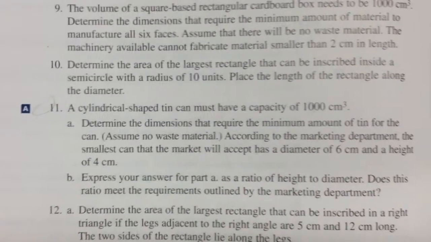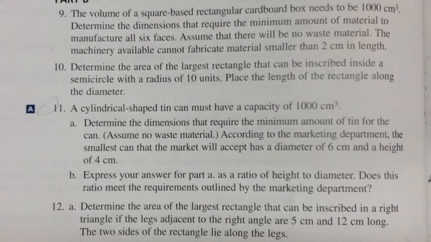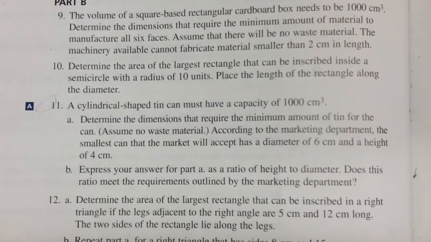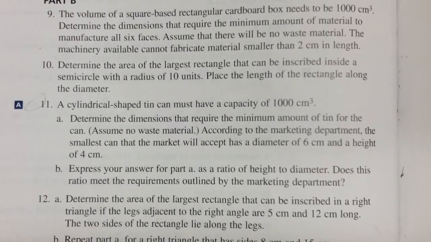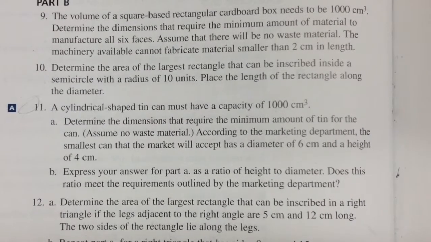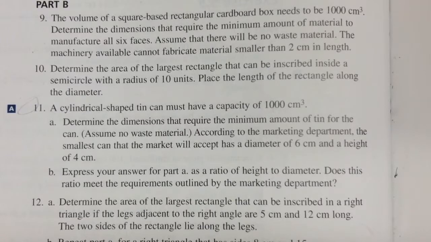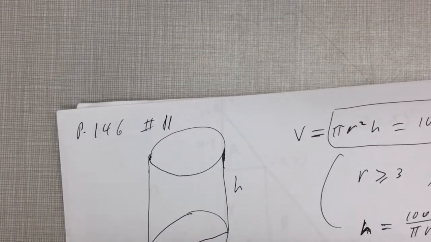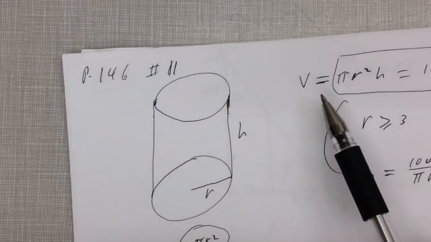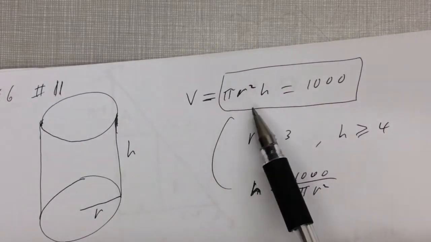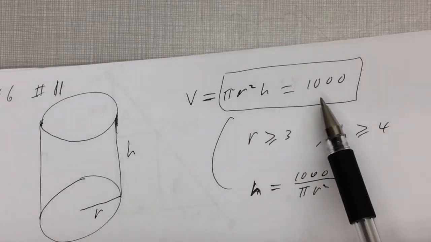Okay, so you've got a cylinder with a certain capacity. That's going to be the constraint because it's given. So determine the dimensions that require a minimum amount of tin for the can. Okay, so the can is going to be shaped like this. The radius is given. You know that the volume is given. Volume equals pi r squared h, which equals 1,000.